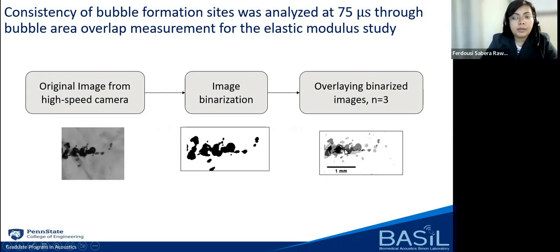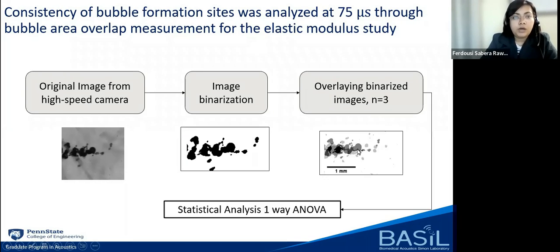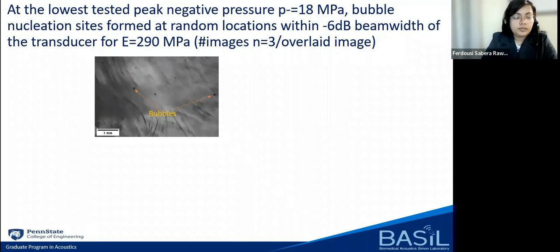Once we measured the bubble overlap area, we performed one-way ANOVA to see if there is any significant change in the overlap sizes among different elastic moduli hydrogels.